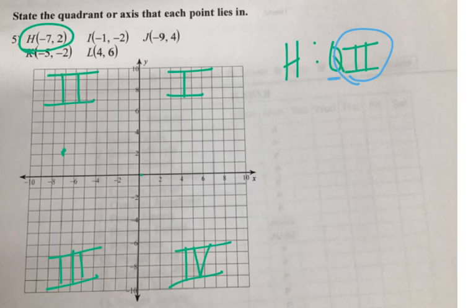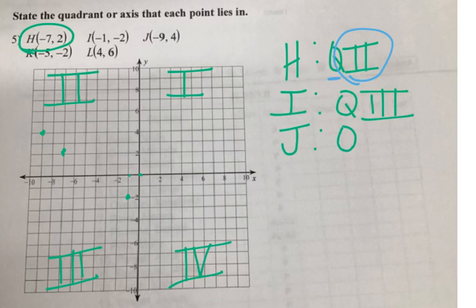Okay, let's look at the next one, point I. So we're starting at the origin again. We're going to the left 1, down 2. So here is where point I is located. What quadrant is point I located in? Quadrant 3. Then J, negative 9, 4. So we start at the origin, we go over negative 9, and we go up 4. So here's point J. Now we come over here. J is located in quadrant 2. So we just put quadrant 2.